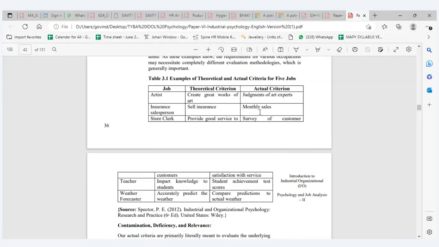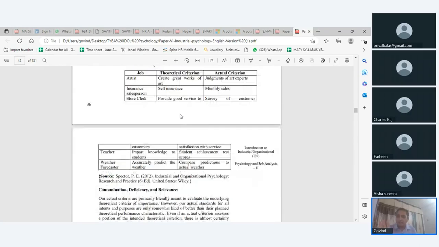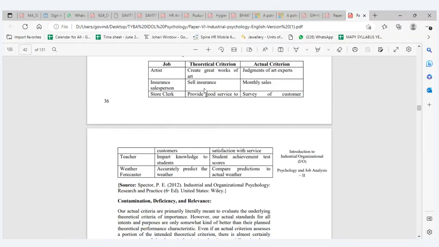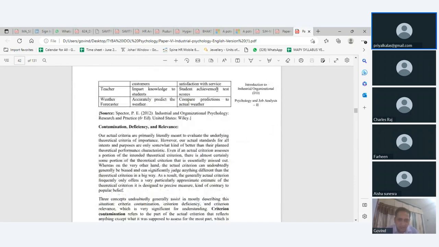Yes. So even if you write 10 examples, your one page will be completely filled, right? Again, job is your role for what you are going to hire a person. Theoretical criterion is a job description, a one-liner. Actual criterion is more in quantifiable terms. Like IT recruiter, theoretical criterion: hire people. Actual criterion: monthly hiring. That way you can define more. Yes. Got it.